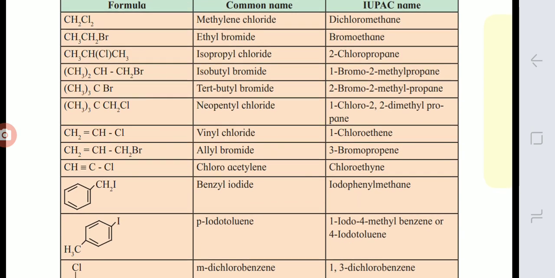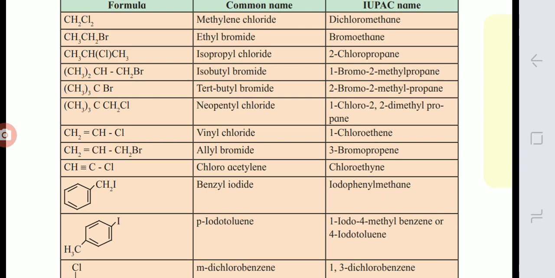your halogen is present on the carbon next to the ring, so that carbon is called a benzyl carbon. Iodine is the functional group, so benzyl iodide. And while writing the IUPAC name, the CH2 carbon is the 1 carbon alkane, methane. C6H5 is the group as a substituent, so it is a phenyl group. Iodine is the functional group, so iodophenylmethane is the IUPAC name.